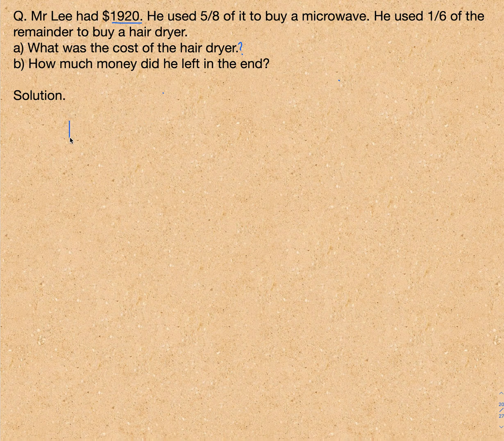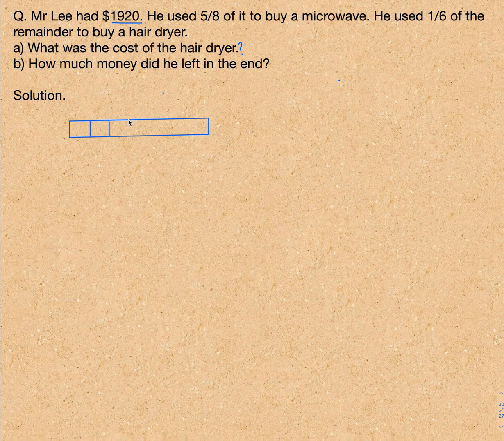Since he has used 5/8 of his money to buy the microwave, initially let's take the total amount of money which Mr. Lee is having and break it into 8 units. Why? Because here we are given that he spent 5/8 of his money to buy a microwave. So at first let's divide it into 8 equal parts.